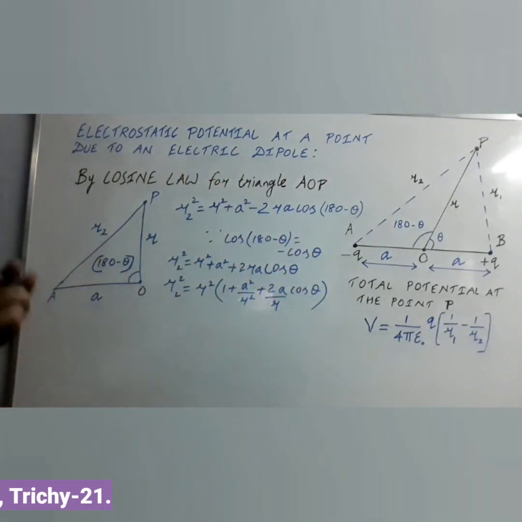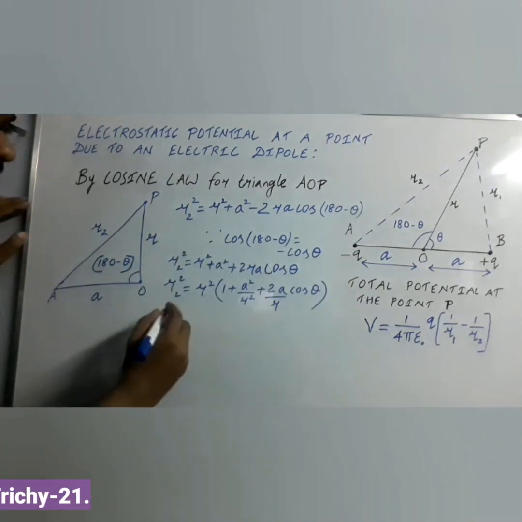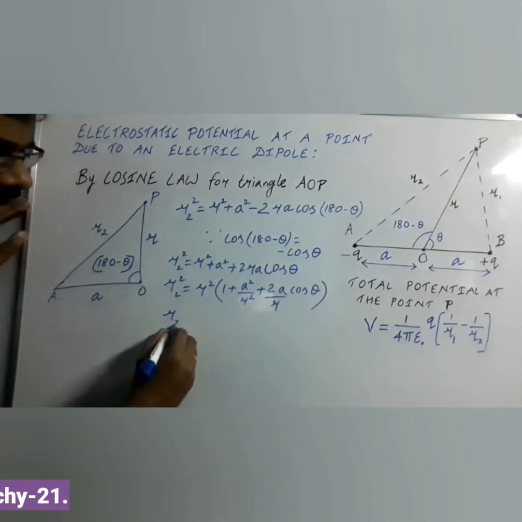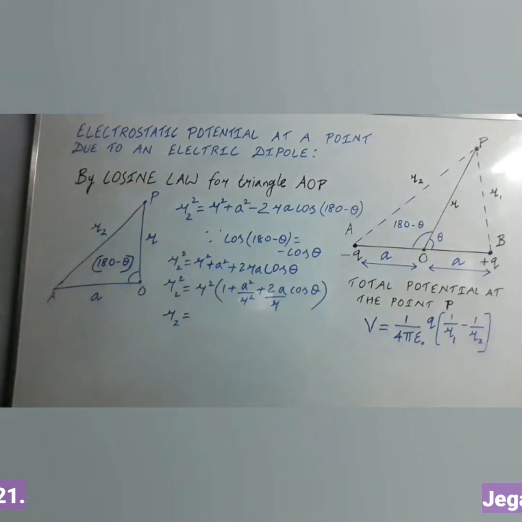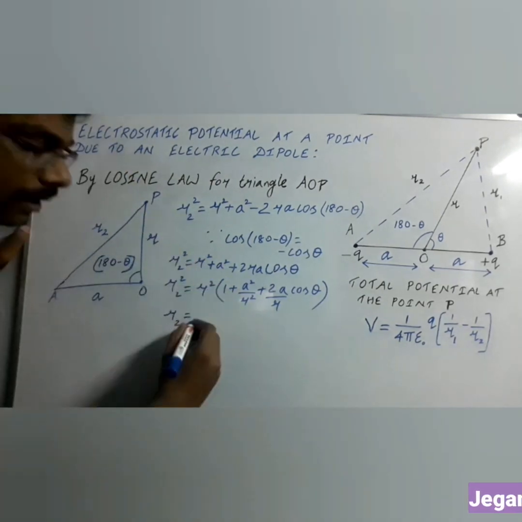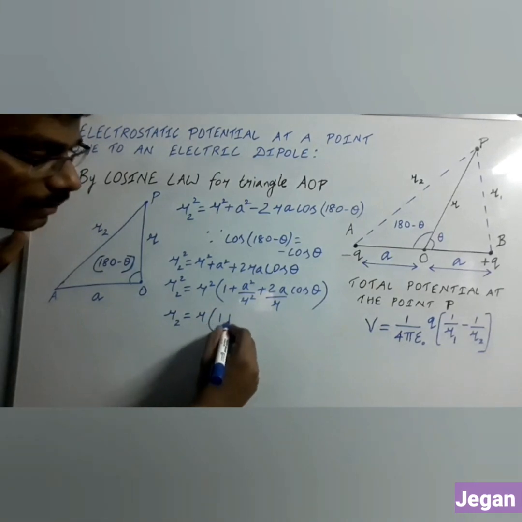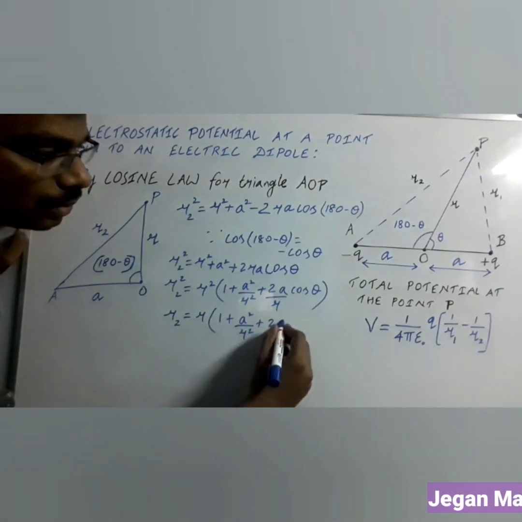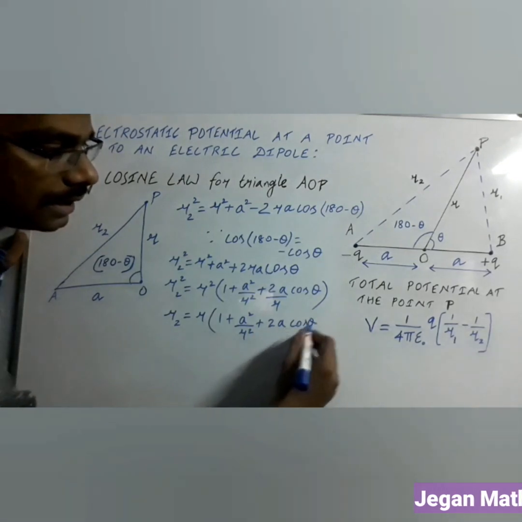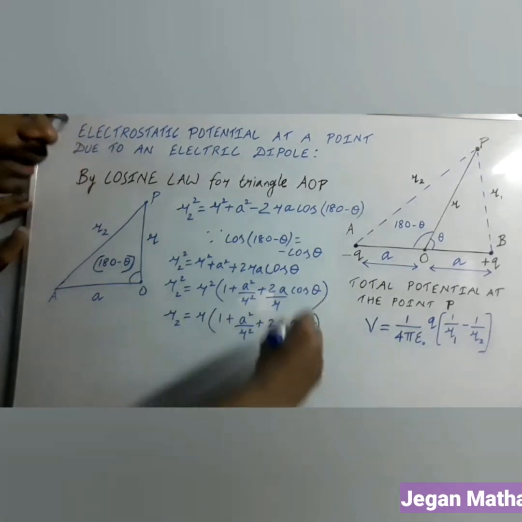What's the next thing? You have to take a square root. For R2 square, you can take the square root. That's nothing but the square can be cancelled. So R2, instead of R square, you are going to take a square root. What you can write? You can write R, 1 plus A square by R square plus 2A cos theta by R, power 1 by 2.